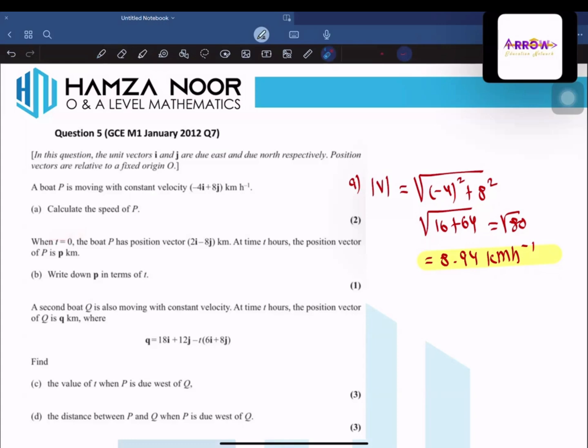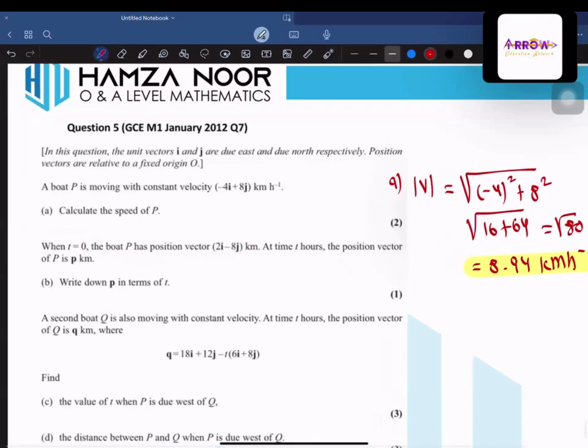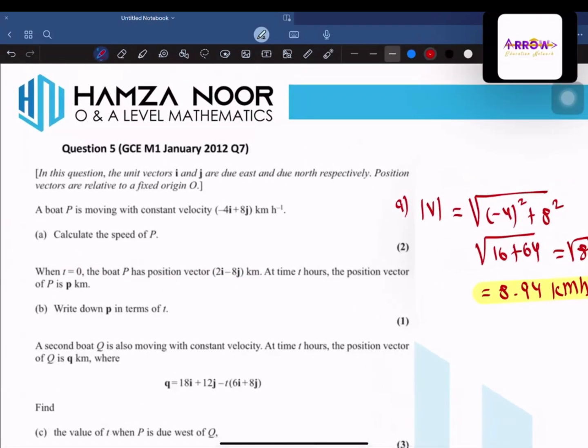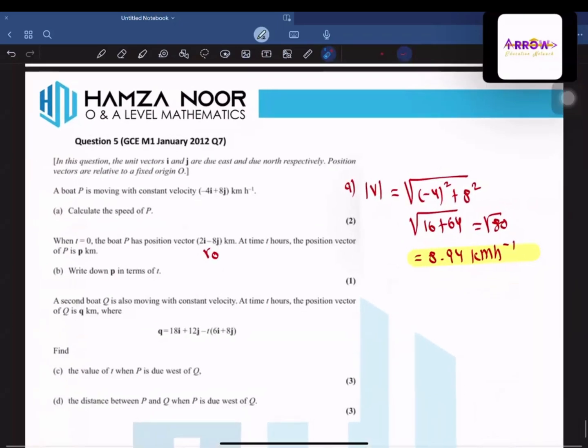When t is equal to 0, the boat P has position vector 2i minus 8j kilometer. So this is basically the initial position vector of boat P, r naught vector. At time t hours, the position vector of boat P is small p kilometer. We need to write down the vector p in terms of t. As simple as that, we are going to use the equation r is equal to r naught plus vt.